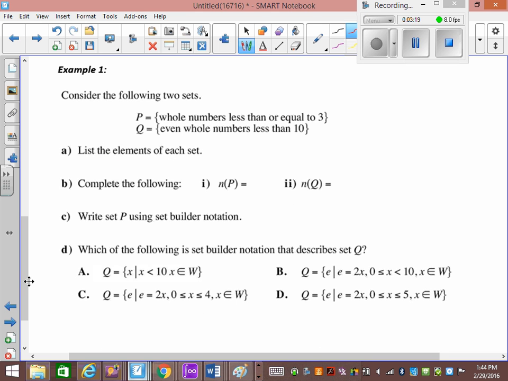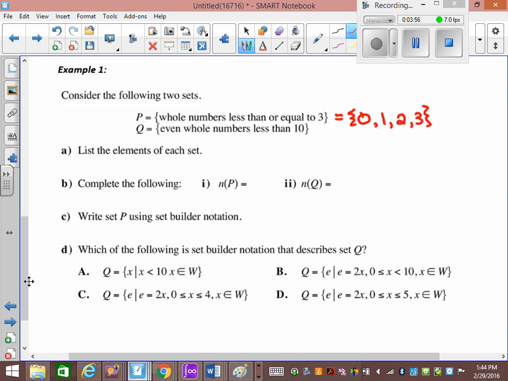So we're going to look at one. Now this is very similar to what we just did. So consider the following sets. Whole numbers less than or equal to 3. So the first thing you want to do is list them, right? What are the whole numbers less than or equal to 3? What do whole numbers start with? What number? 0, because it starts with the whole number, which is 0. 1, 2. Does it include 3? Yes, because it says less than or equal to 3. If it just said less than, we would have just 0, 1, and 2.